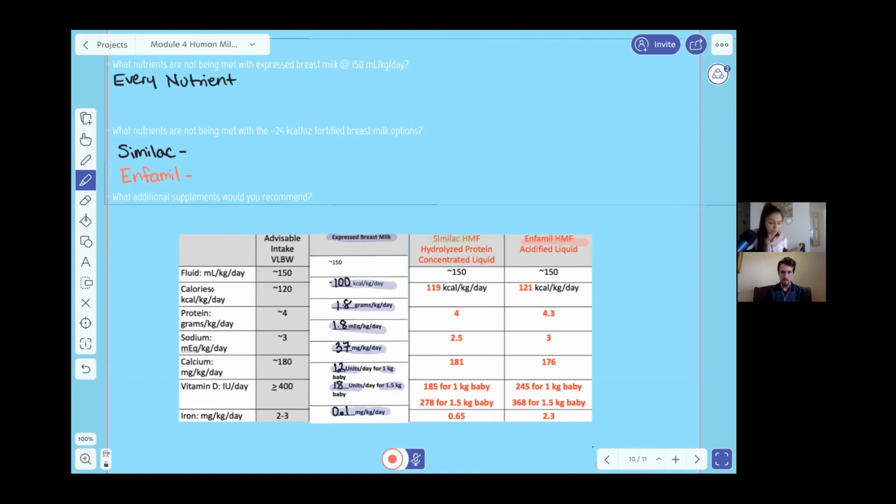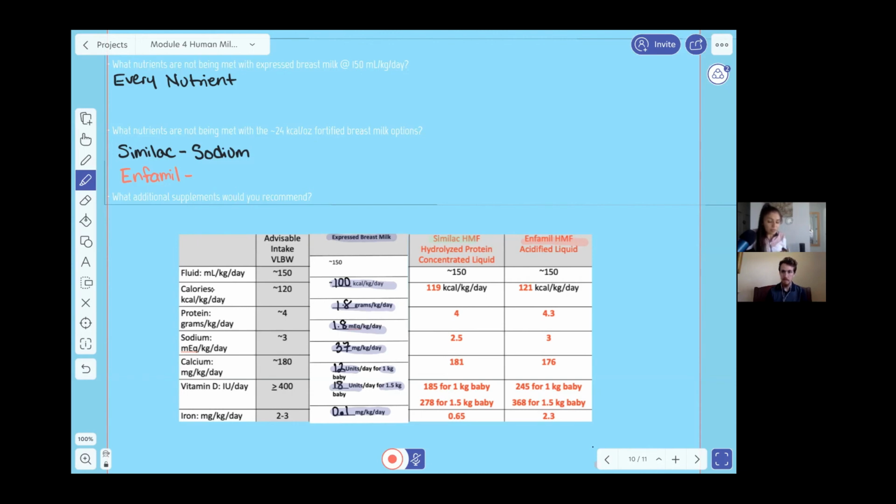That's fine. Next, we have our sodium, which the advisable intake is about 3 milliequivalents. With Similac, we have 2.5. So that is a little lacking. That's under. It's not being met. But for our Enfamil, we do have 3 milliequivalents per kilogram per day. So Enfamil, we're good with sodium, but Similac, we're not. Those needs are not being met.